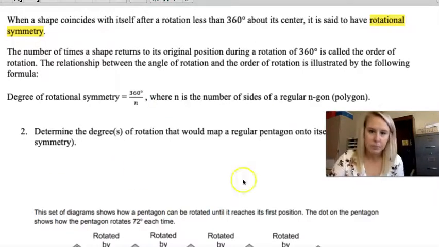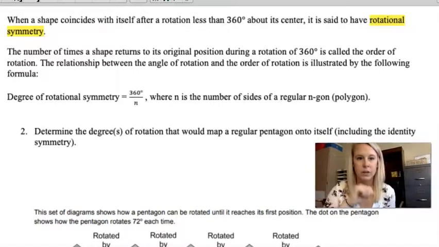Rotation symmetry is when a shape coincides with itself. Coincides just means goes back to itself, looks the same. When a shape coincides with itself after a rotation less than 360 about its center, that is rotational symmetry. If I turn something and it looks the exact same, fewer than 360, then it has rotational symmetry. The reason it has to be fewer than 360 is that if I turn it 360, it's back to what it was. So, of course, everything will look the same if you turn it all the way around.